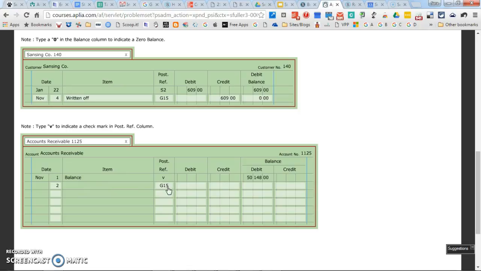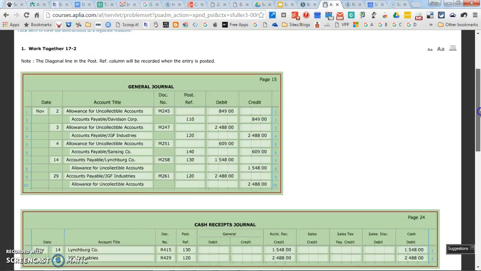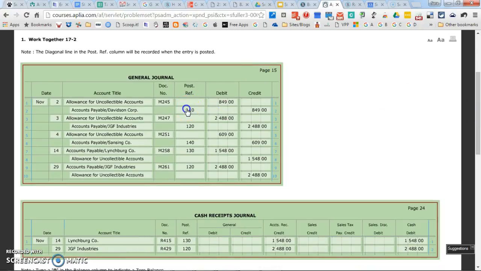Post reference is G15. And then our first one is a credit of $849. Our new debit balance then is $49,299. And we'll go up and do our post reference here is 1125. Okay, so basically we're going to have to erase what we started in there, because then you have to pick, because we have 2 basically. So 1125 and 110.